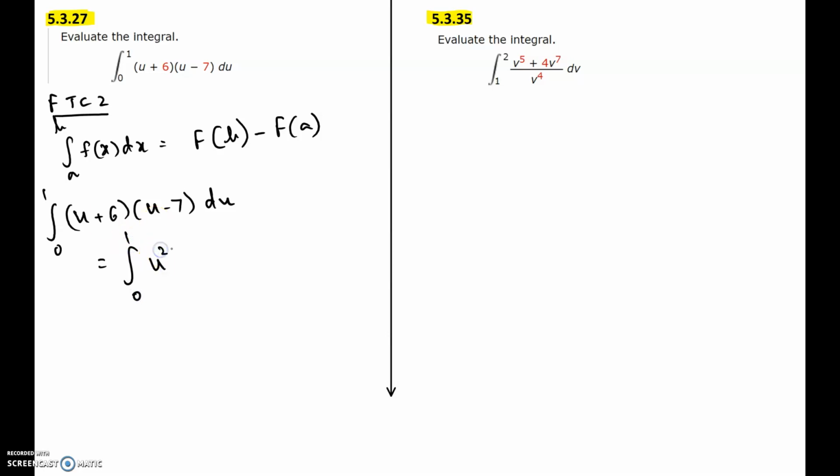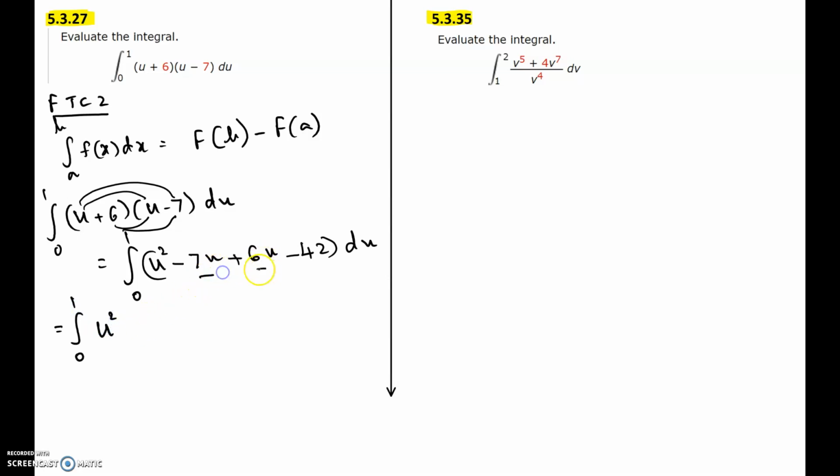It's u squared minus 7u plus 6u minus 42 du. So simplify the integrand. Integral from 0 to 1 of u squared minus 7u plus 6u. Combine the like terms, so that will be minus u minus 42 du.